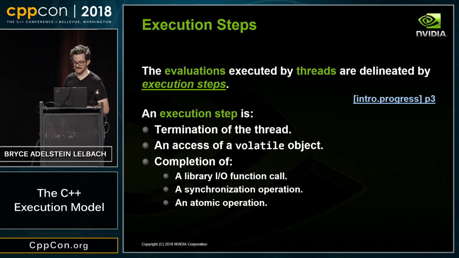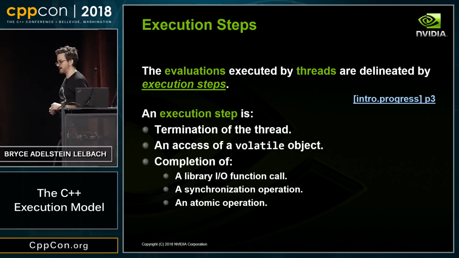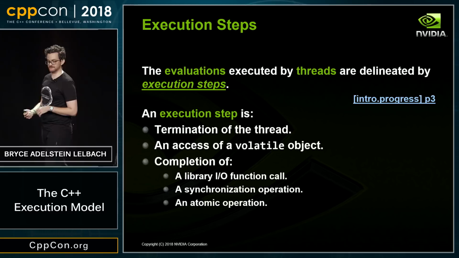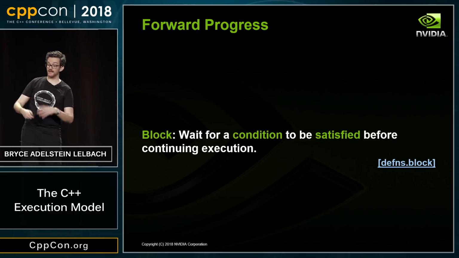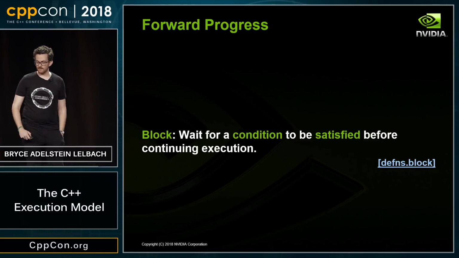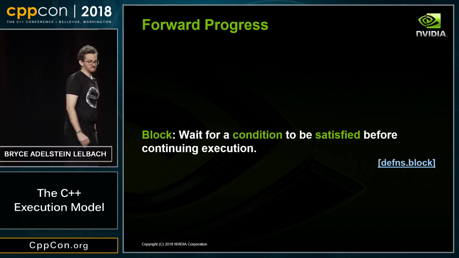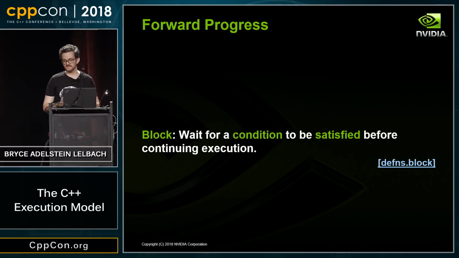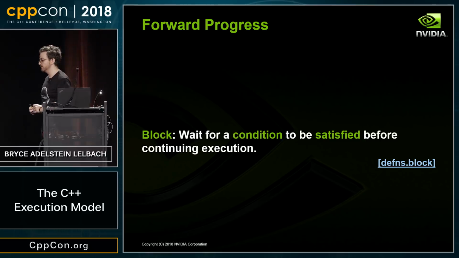We stepped over a slide that said threads make progress by executing execution steps, or it'll magically appear later. So I want to briefly take a little aside to describe how we model blocking in the standard library. It's sort of relevant to forward progress.